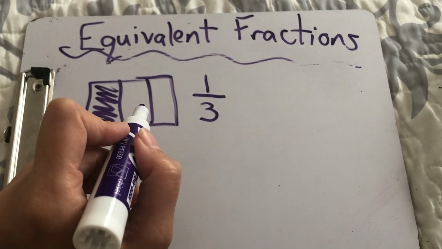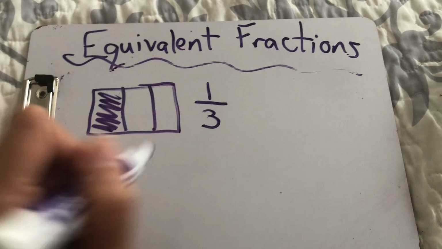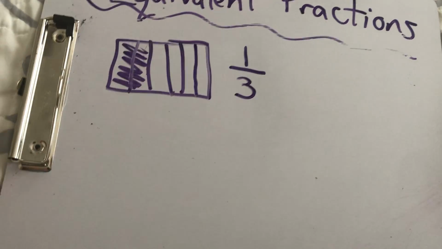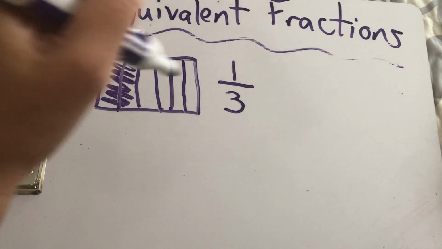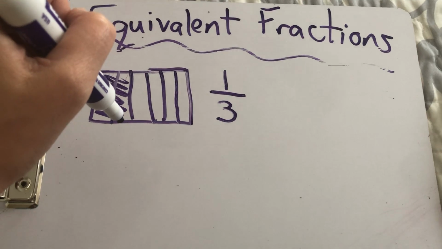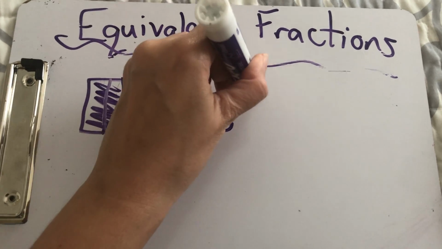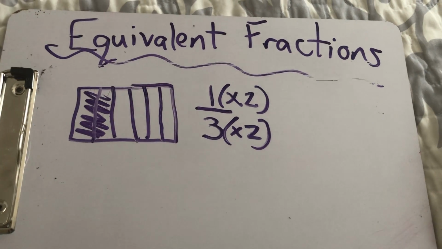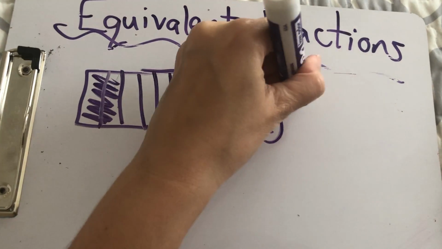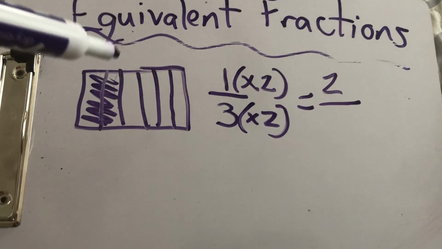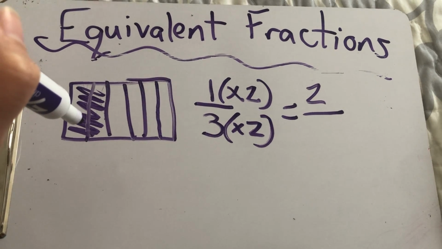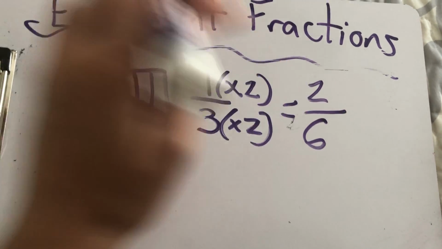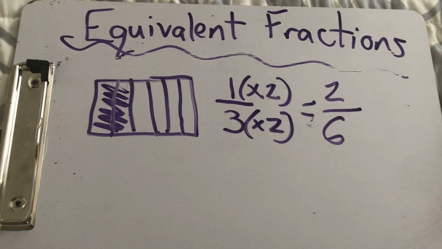So the first thing I'm going to do is show you how I can show an equivalent fraction in the model just by cutting each piece in half. Okay, so by cutting each piece in half, I've doubled it. I've doubled the amount of pieces, which means I've multiplied by 2. I've multiplied my numerator by 2 because I had 1 and now I have 2. And I've multiplied my denominator by 2 because I had 3 and now I have 6. So that's one way to show an equivalent fraction.